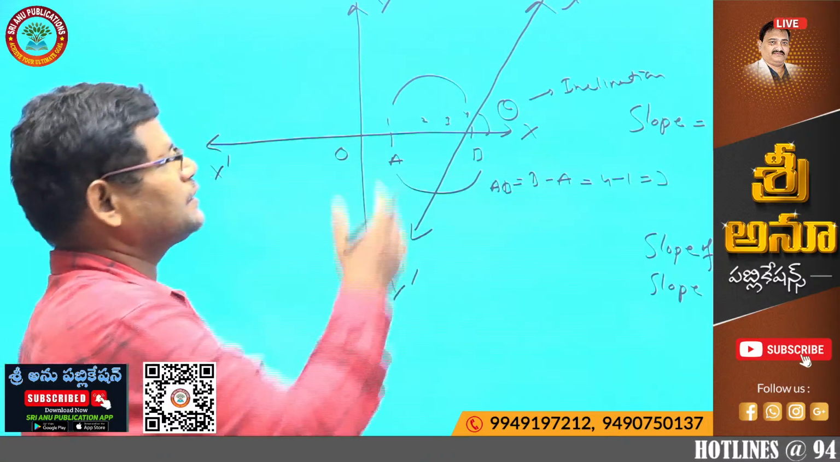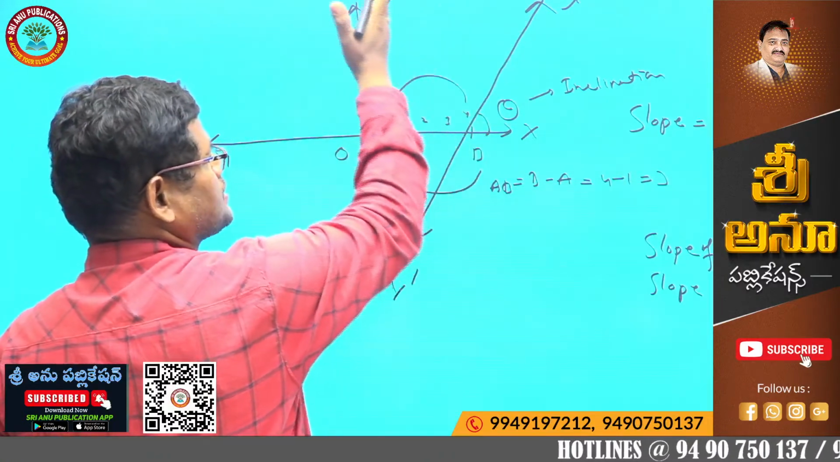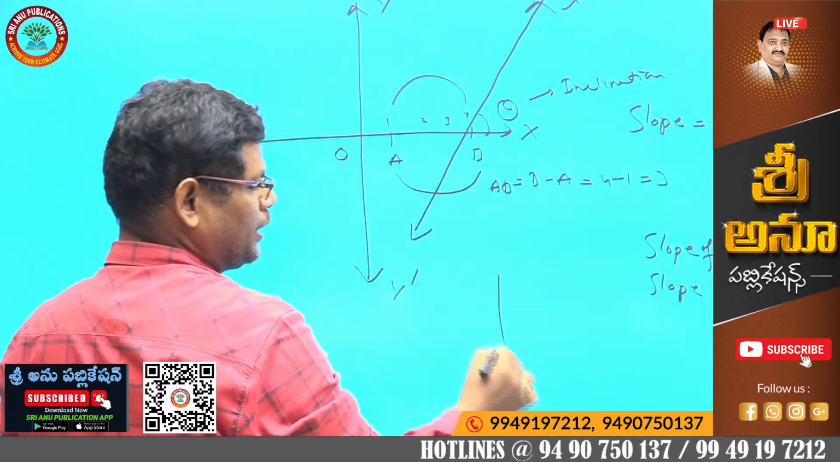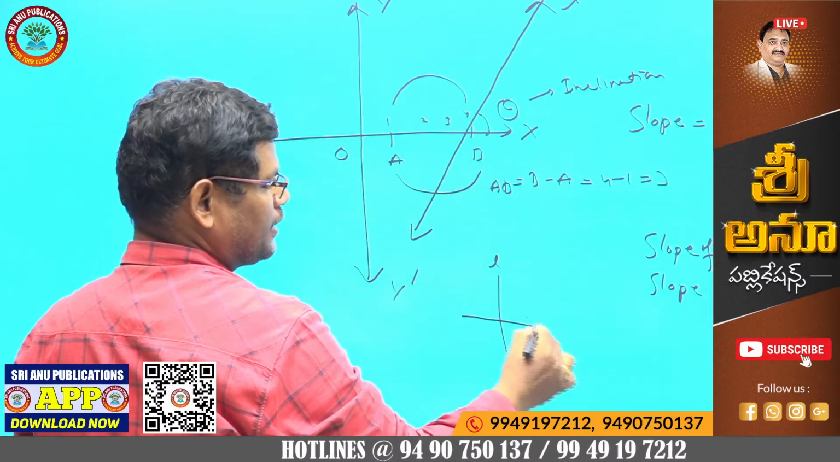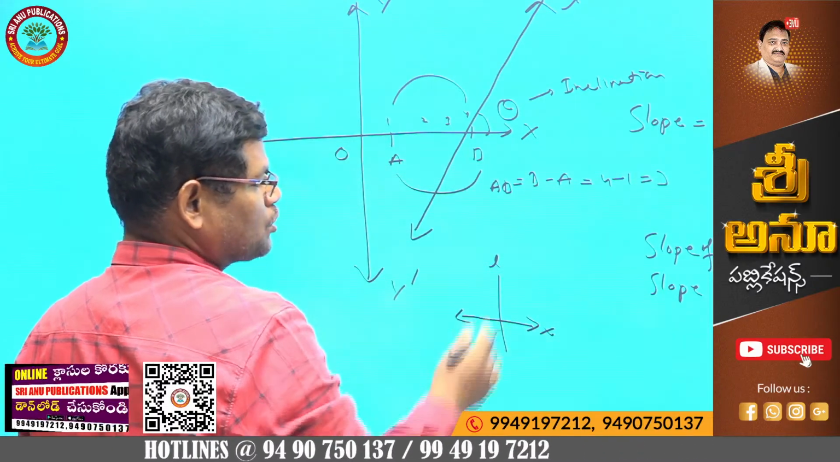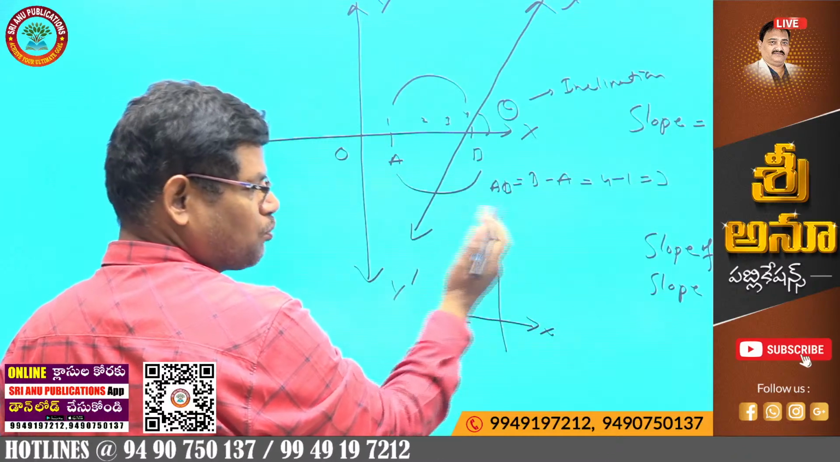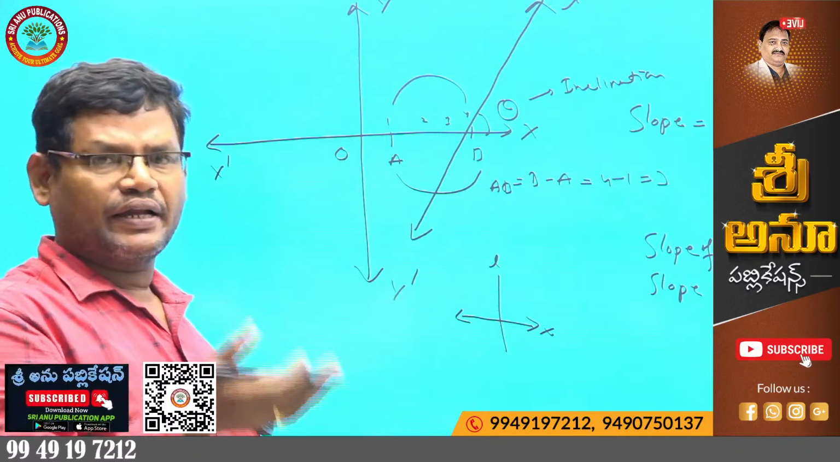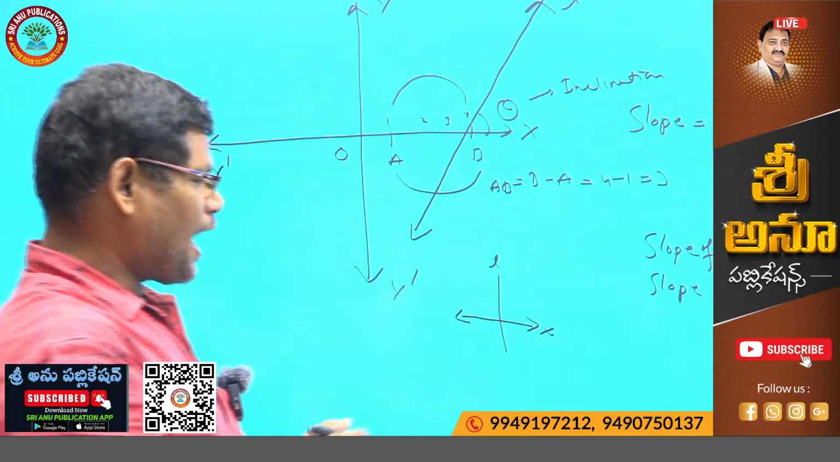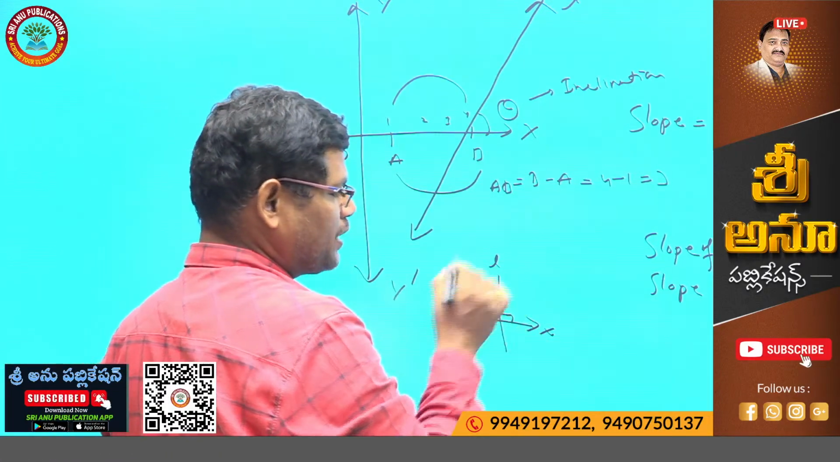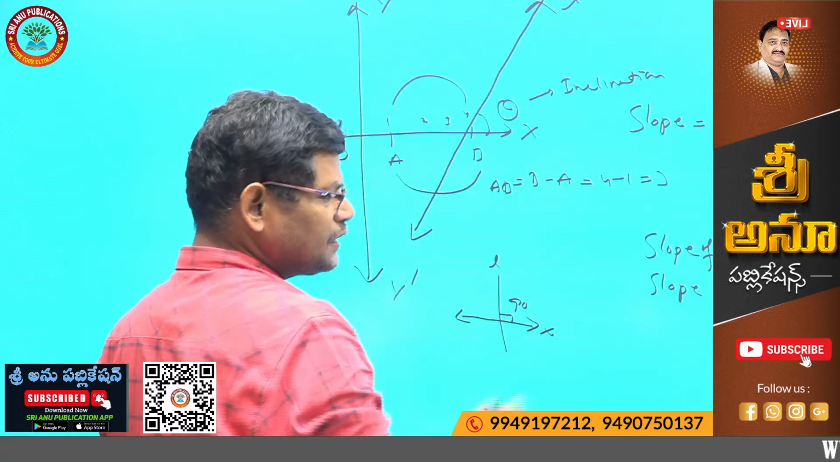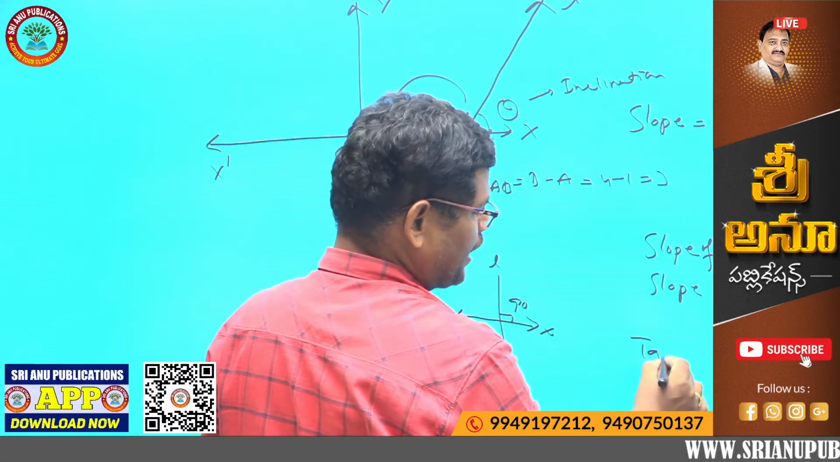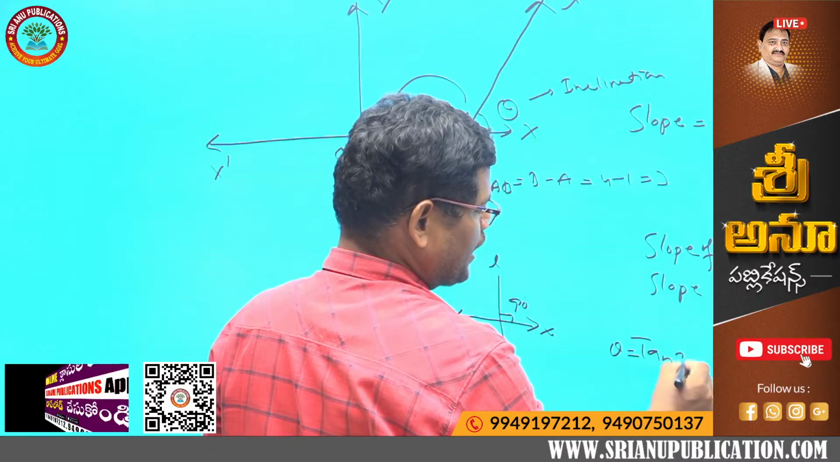Why? Because the line cuts the x-axis perpendicularly. The line L is there, and the x-axis is there. So L and the y-axis both coincide or are parallel. Then the angle between the x-axis and the line will be 90 degrees. 90 degrees means tan 90. Theta equal to tan 90.